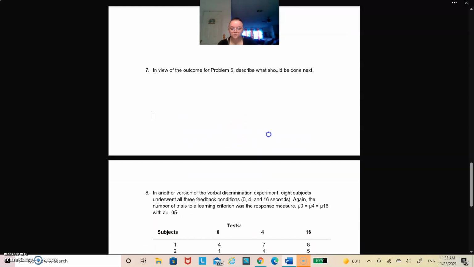And so because I rejected H0 in problem 6, I would then need to set up an LSD matrix to compare the differences between the means in order to determine significance, because of the fact that we rejected H0 and accepted H1 in the previous problem. It then indicates that there is more work to be done.